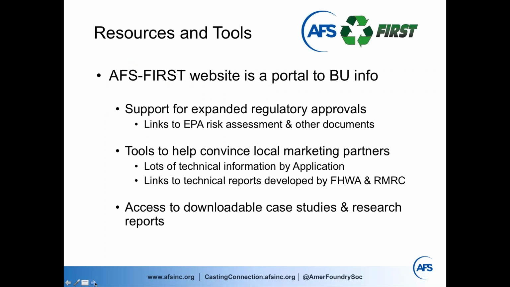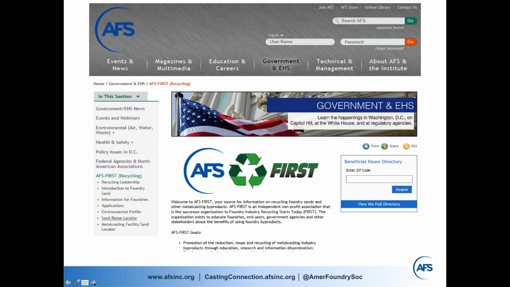And we do suggest, and Greg's made that reference before, that one of the places you may want to start is spending some time prowling around on the AFS FIRST website. So how do you get there? For those of you who haven't looked at this resource, there are two ways to do it. The most obvious one is to go to the AFS website, the drop-down menu under Government and EHS, to the AFS FIRST recycling homepage. And you can see on the left-hand side of your screen that there are a number of subsections to this website.